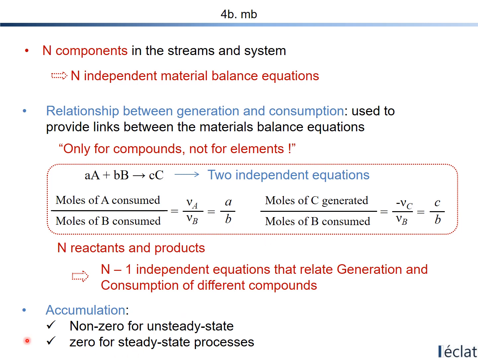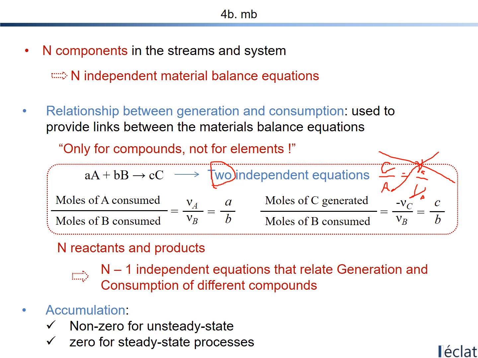So let me think of another case. How about C generation per A consumption is equal to nu C over nu A? This third equation looks different from the first and the second. However, the third equation could be obtained by combining those two equations. So the third equation is not independent of the previous two equations, so I won't count it. Here we have three stoichiometric coefficients from three entities of the chemical reaction equation, and in this case we have two independent equations.